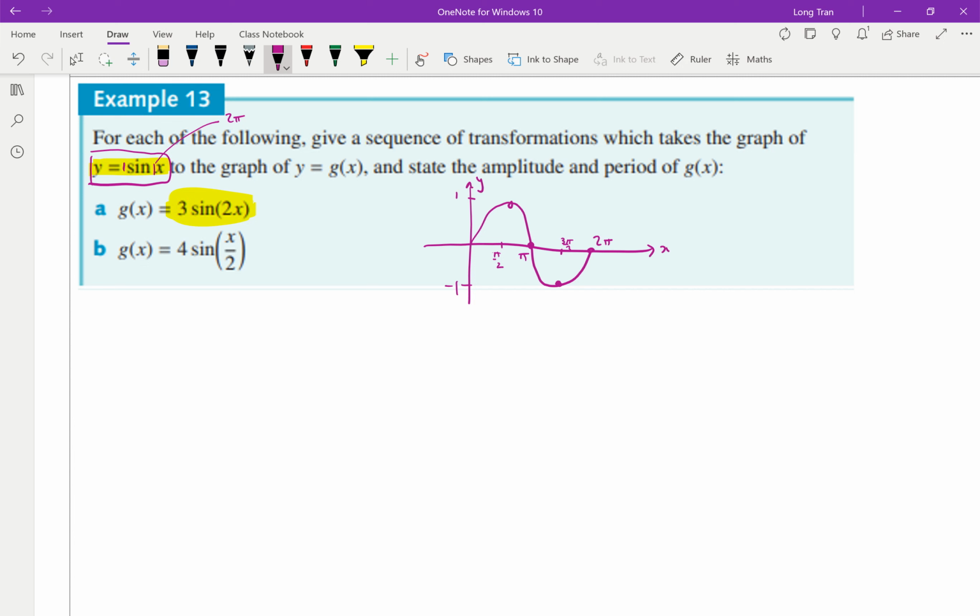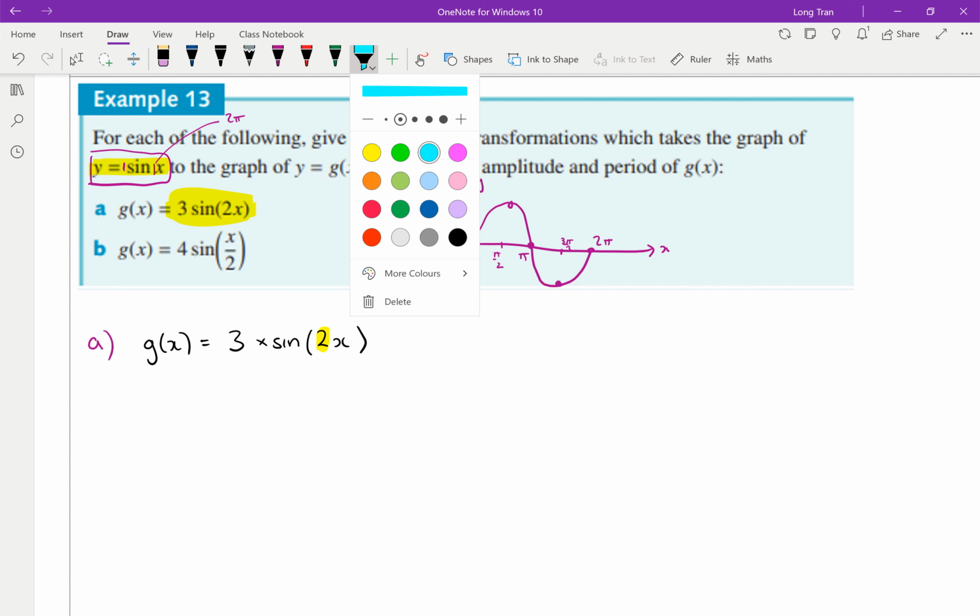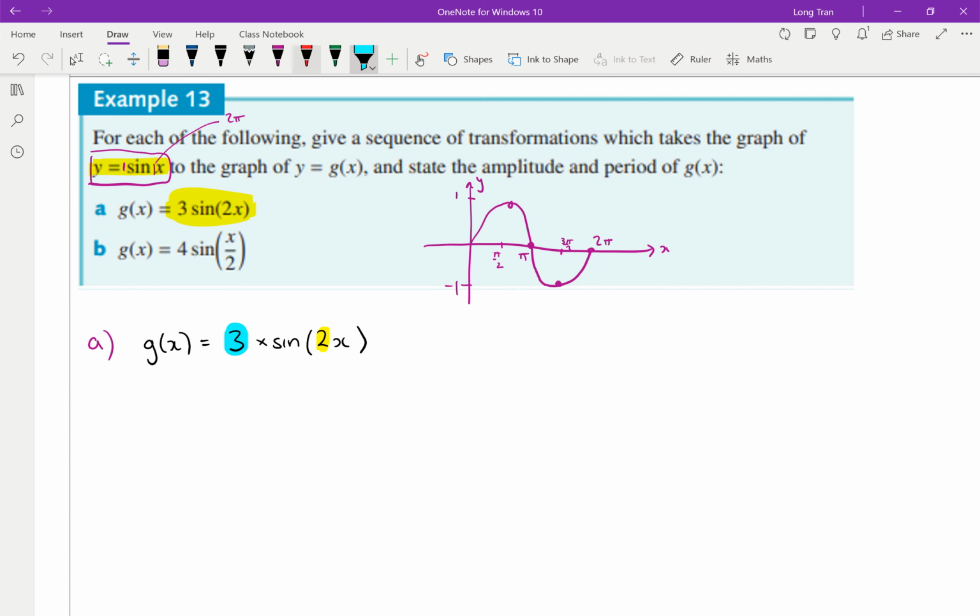And in part A, we can see that now the amplitude of g of x is now 3, and that's being multiplied to sine of, notice that there's a dilation factor here as well. So we've got 3, which is the amplitude. Amplitude is 3, so maximum now has changed to 3. And then notice that over here, this is going to squish the graph by a factor of half. Okay, so it compresses it.